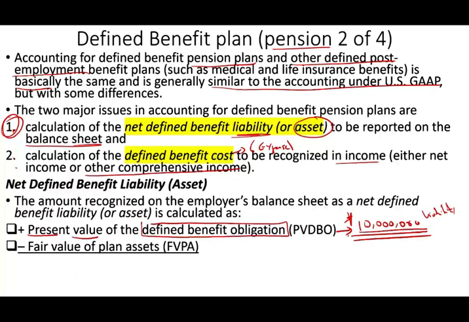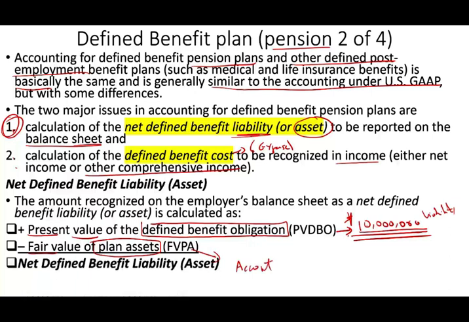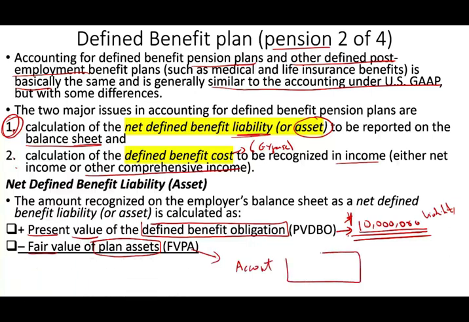Now, obviously, the company is going to put some money away in an account, with an investment company, with a bank company. It doesn't matter, someplace. That's going to be called the fair value of plan asset. So the company is responsible for paying this obligation, so they're going to be putting money away in an account somewhere with an investment company. And let's assume in that account, right now, they only have $8 million.